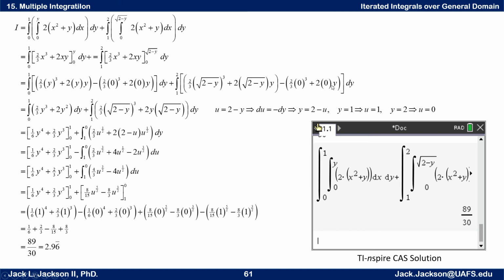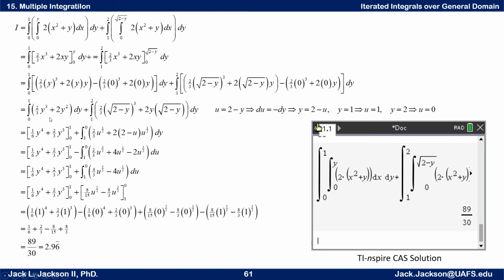In both cases, the second part is 0, so we just have the first part, which in this first integral is 2/3 y cubed plus 2y squared. In the second one, it's 2/3 times the square root of 2 minus y to the 3rd, or 2 minus y to the 3/2, probably a better way to write that. And over here we get 2y times this square root.